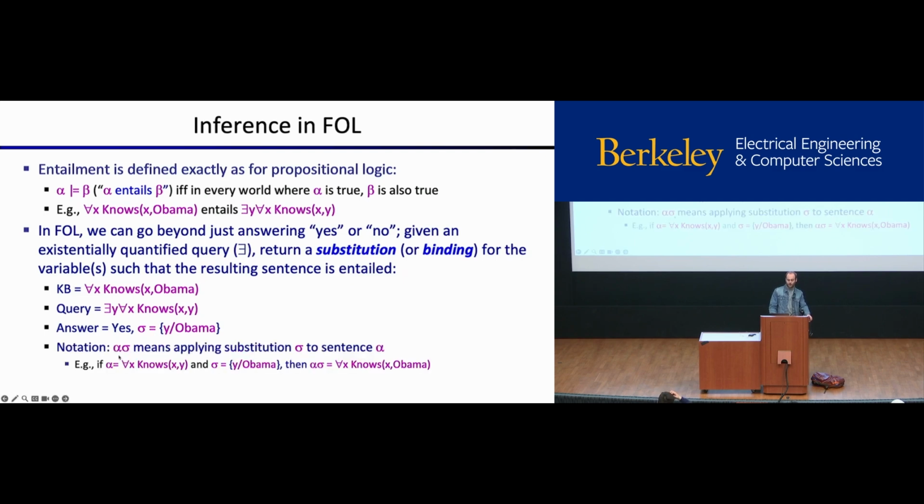And some notation, if we have a substitution sigma, we just write alpha sigma, and that means you apply all instances of the first variable in the substitution with the second variable in the substitution. So if alpha is for all x knows x, y, and sigma is y for Obama, then alpha sigma is you make that substitution.